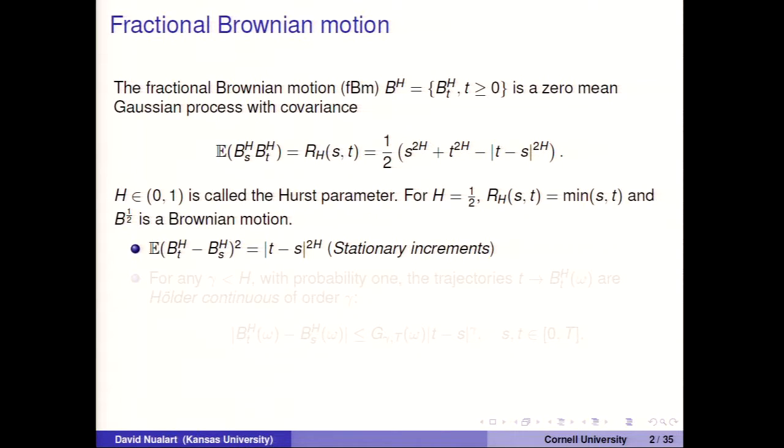is 1/2, then the 2h is 1, and this is just ordinary Brownian motion. Okay, so that's a generalization of Brownian motion.